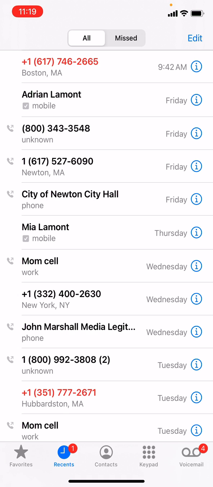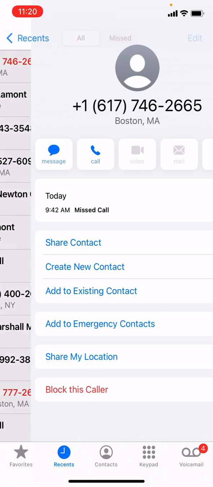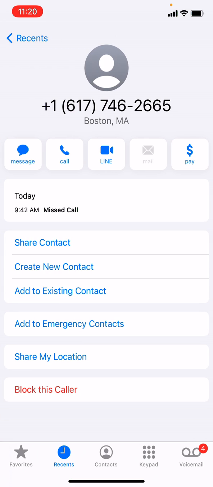To block a caller, I'm going to block this particular caller. Tap the i next to the time shown when they called. So this is 9:42 a.m. I'm tapping the information symbol next to it. And then you come to this. You'll see some information about them.